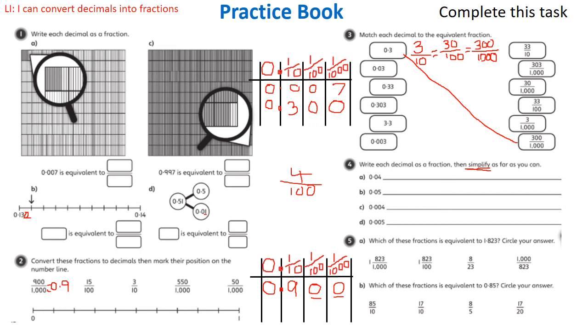In question 5, which of these fractions is equivalent to 1.823? So again, use your place value chart, turn it into a fraction. What does it look like? B, which of these fractions is equivalent to 0.85? Circle your answer. So again, turn that into a fraction, and then you will probably need to simplify it to be able to work out the answer.